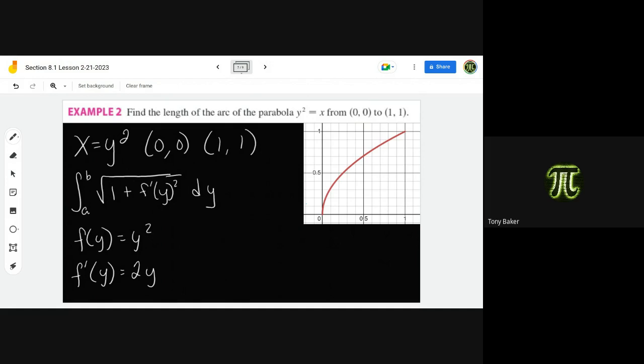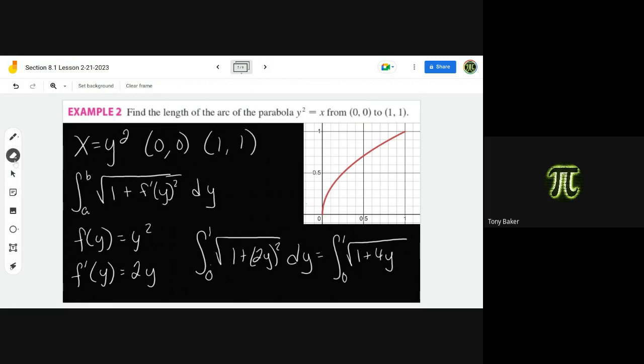All right. So we've got our f of y. So let's plug in my thing and look at my equation. So we're doing this one. The nice thing is this one, the x's and the y's are the same. So my range is going to be 0 to 1 no matter what. We've got the square root of 1 plus 2y squared dy. So if I clean that up a little, we have 1 plus 4y squared dy.